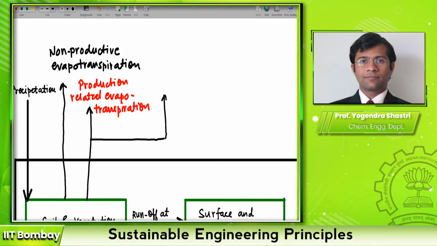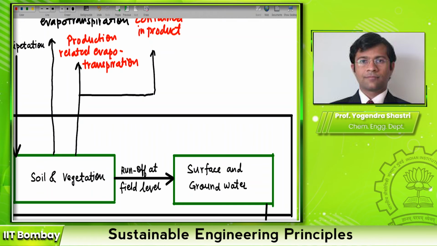So I can call it as water contained in product or embedded in product. Okay. Now that is what happens to the green water, that is part of the soil and vegetation.